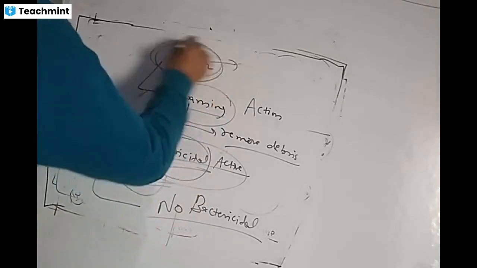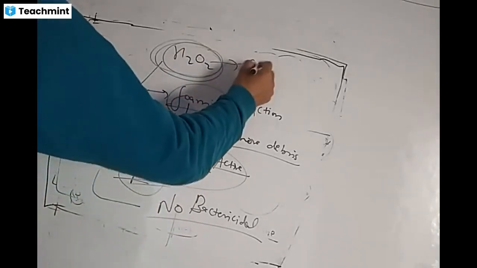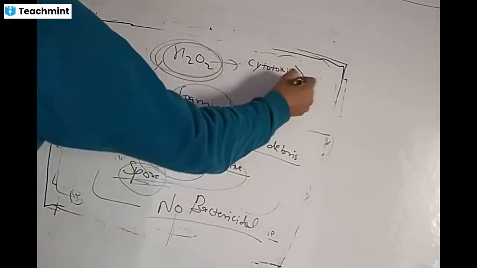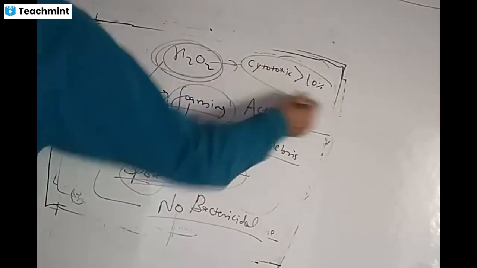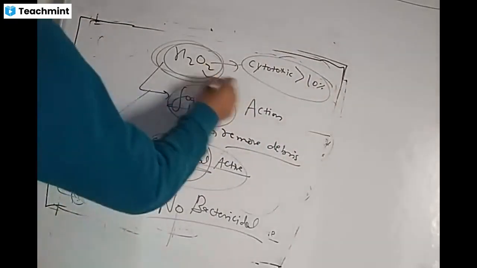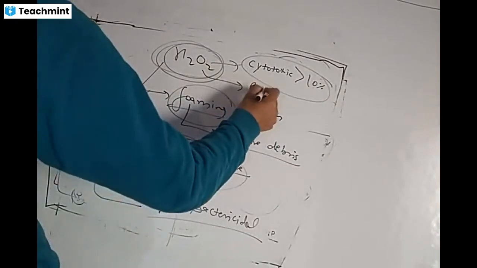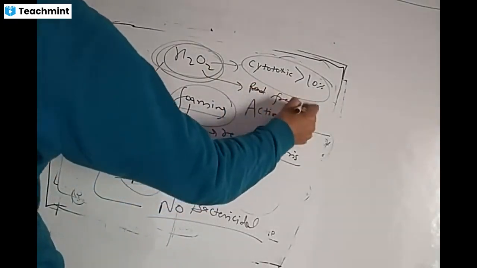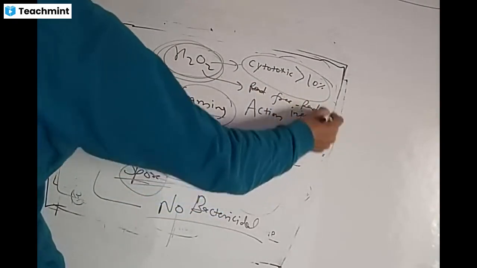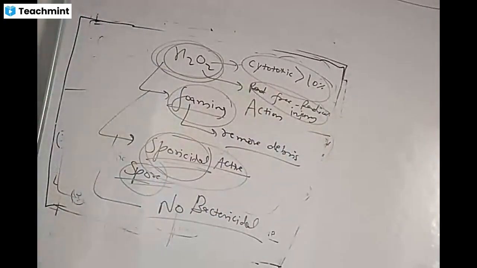But this H2O2 is cytotoxic if used in more than 10% concentration. It will kill the cell. How will it kill the cell? By releasing some radicals. So it will cause free radical injury, and it is dangerous at high concentration.